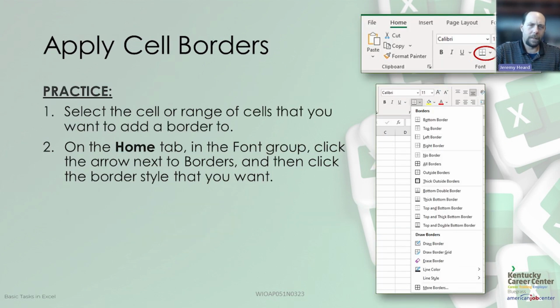Once you've entered data into the cell, you're going to look at applying a border to the cell if you want. So to apply a border, all you have to do is on the Home tab, select the little symbol that shows borders, click the drop-down button, and you can choose from a wide variety of different borders that are available to you.